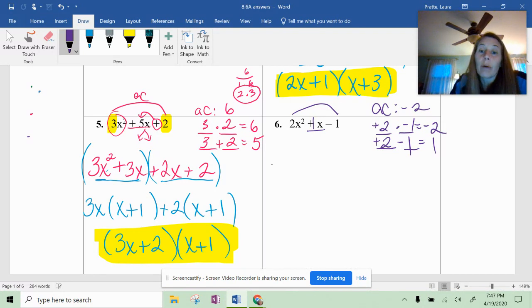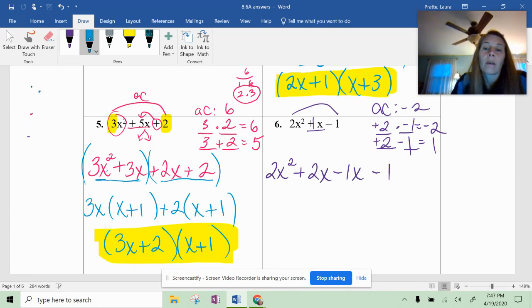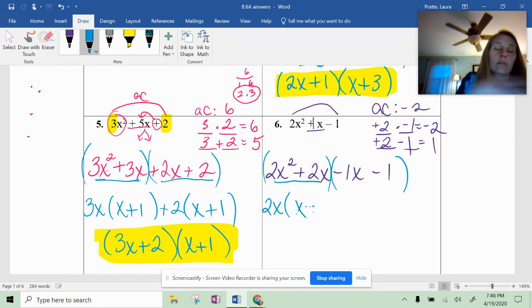So now we can rewrite the problem. So 2x squared plus 2x minus 1x minus 1. Now we group the first two and we group the second two. On the first half here, we can divide out a GCF of 2x, leaving us with x plus 1.